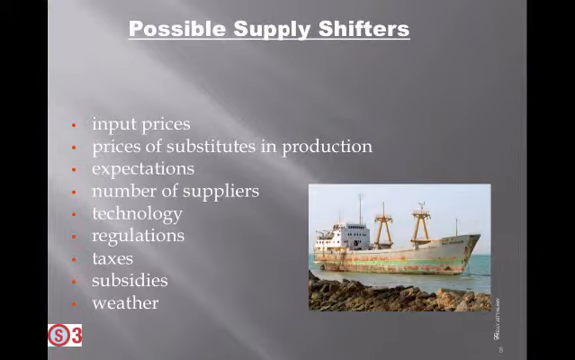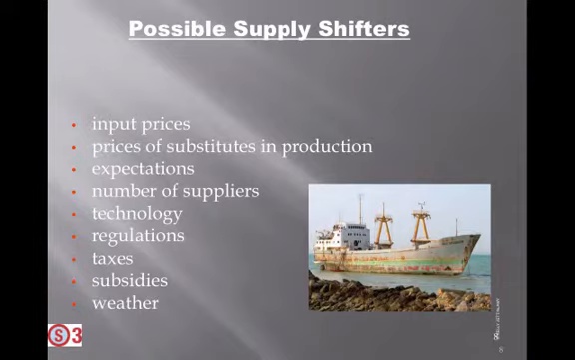Another big driver of supply curve shifts, technology. As technology changes, usually we get better at producing things. Technology advances over time, and that means companies are able to produce more of a good at a given price level. That's an increase in supply. So any of these different factors here can cause the supply curve to increase or decrease.